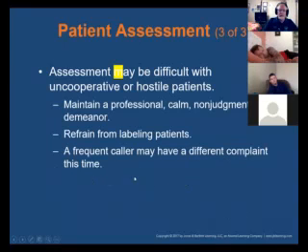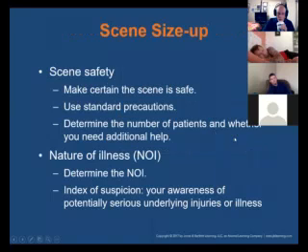Sometimes that's hard. I'm not going to lie to you. It's not always easy, but if you want to be a professional EMT, a healthcare professional, then you're going to assess them completely every time, just like you would anybody else. Scene size-up, scene safety hasn't changed. It's the same. I'm not going to read it to you.